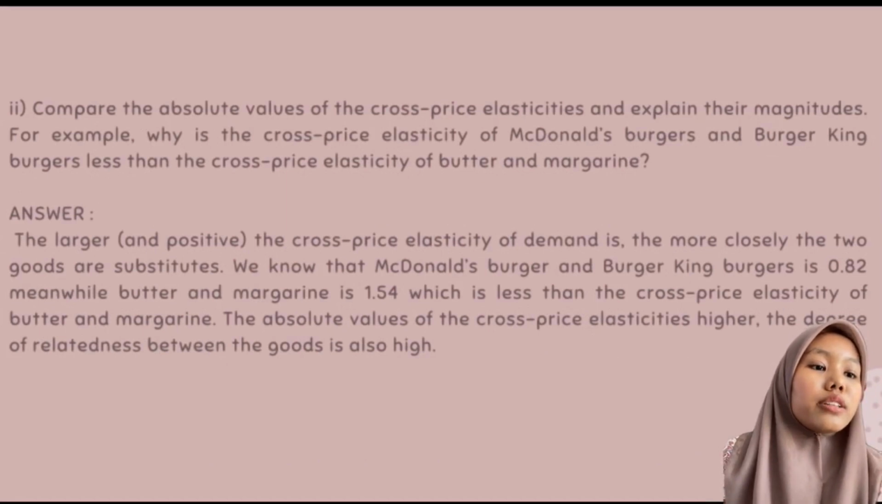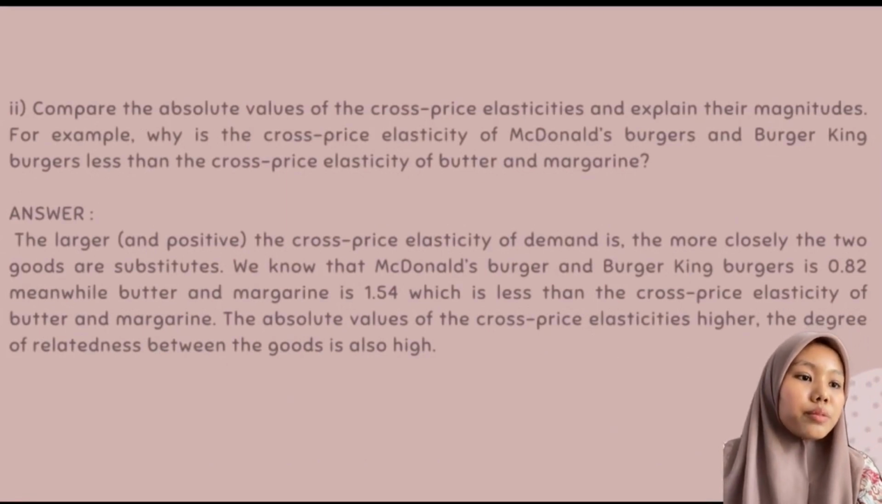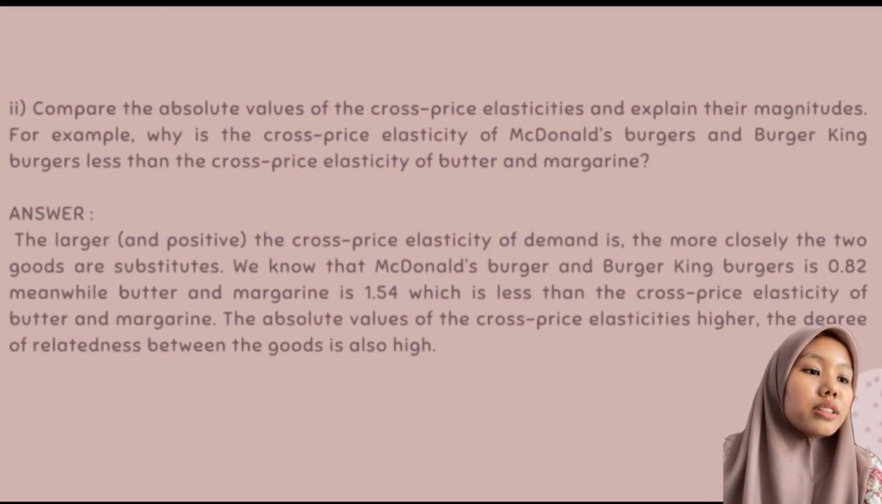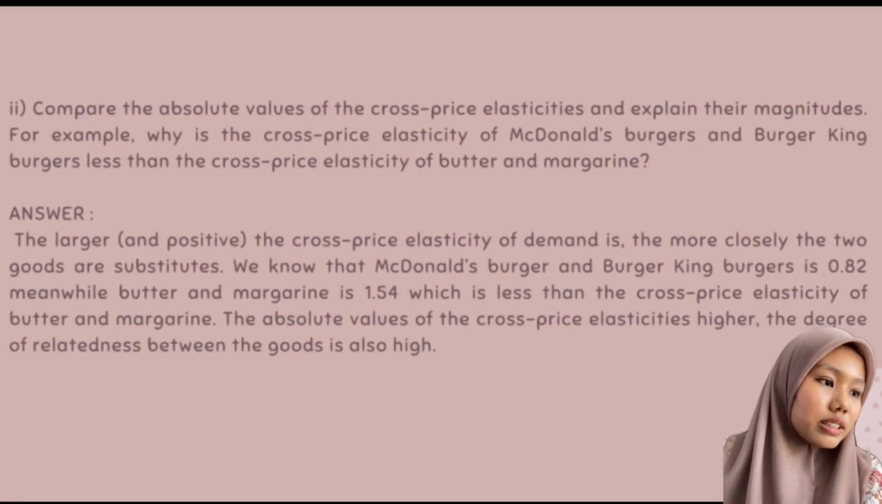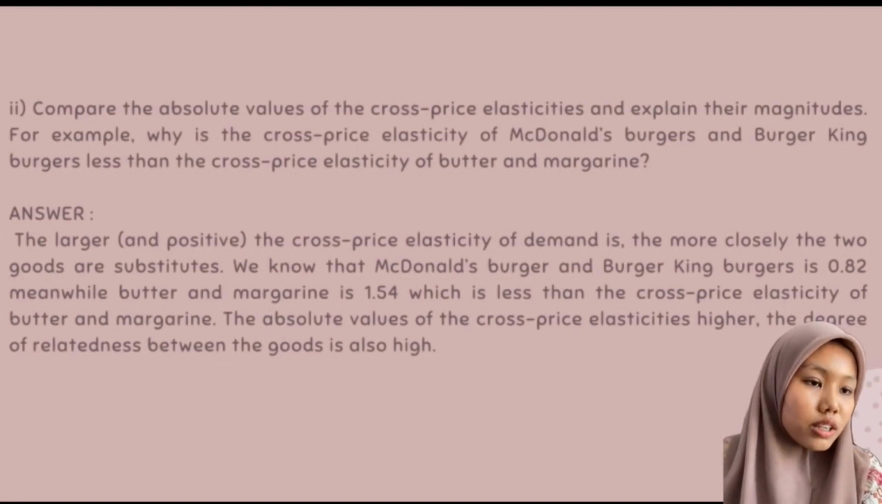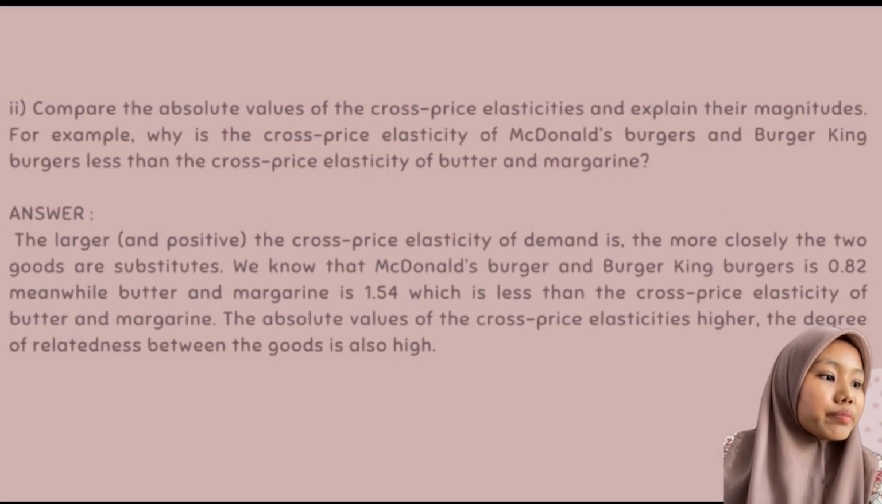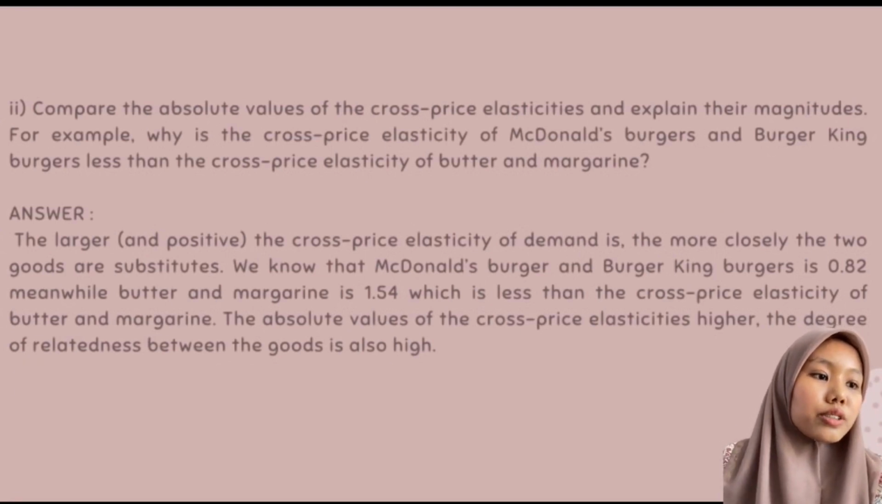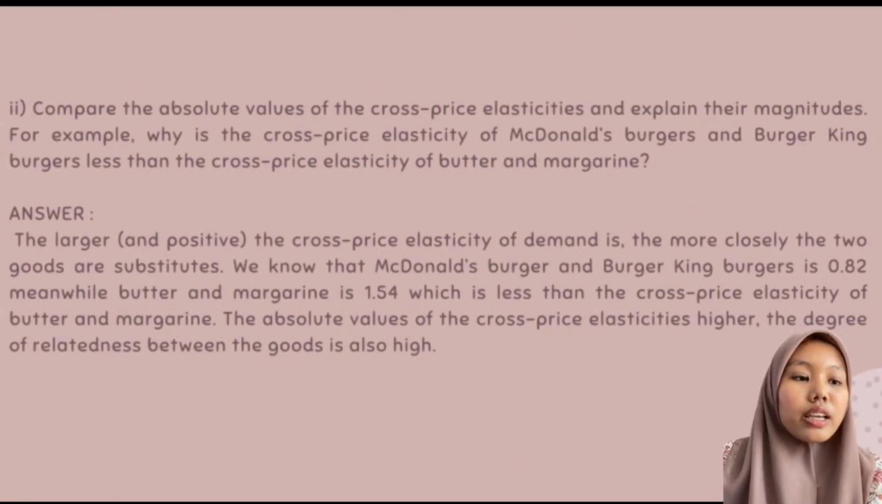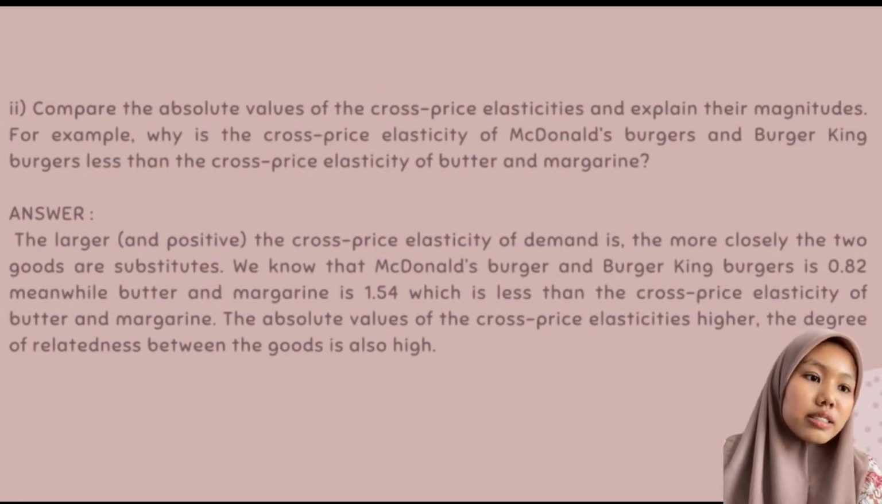So I would like to talk about the second question of number 3. Compare the absolute values of the cross price elasticities and explain their magnitudes. For example, why is the cross price elasticity of McDonald's burgers and Burger King burgers less than the cross price elasticity of butter and margarine? And here is the answer.